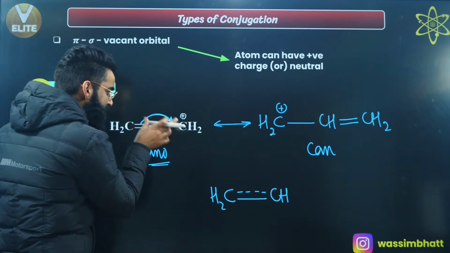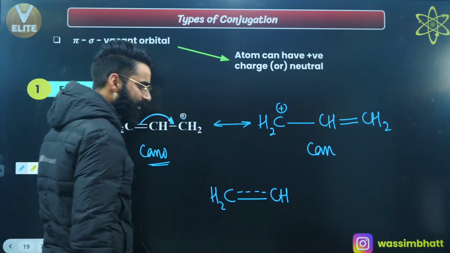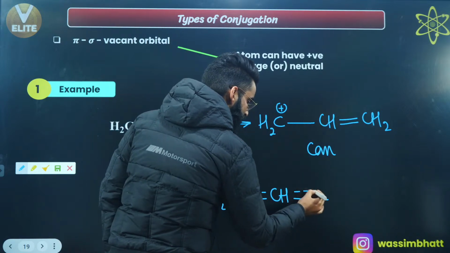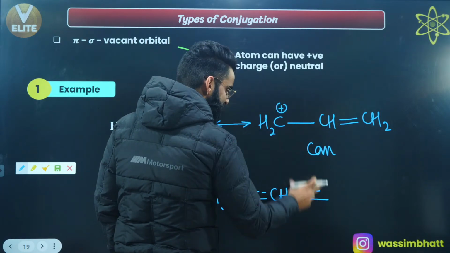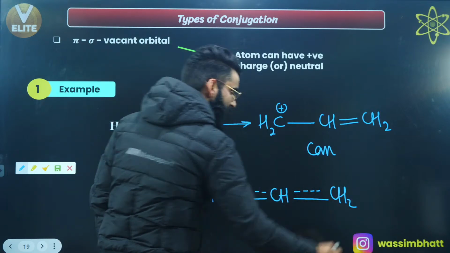Now, as per this structure, there is a single bond between these two carbon atoms, and as per this structure, there is a double bond. So in the actual hybrid, when you combine it, there will be a partial double bond. There won't be exactly a single bond, there won't be exactly a double bond, so there will be a partial double bond, and then eventually it's going to be CH2 only, right?